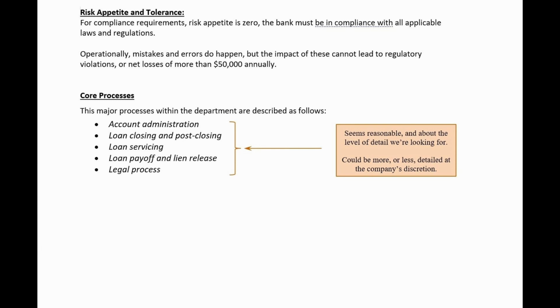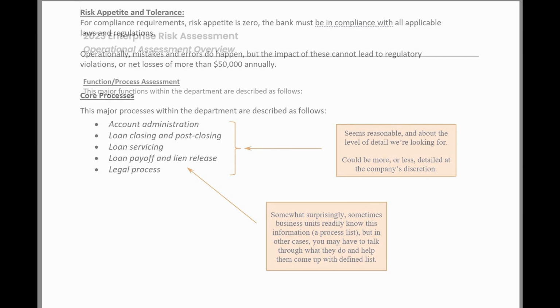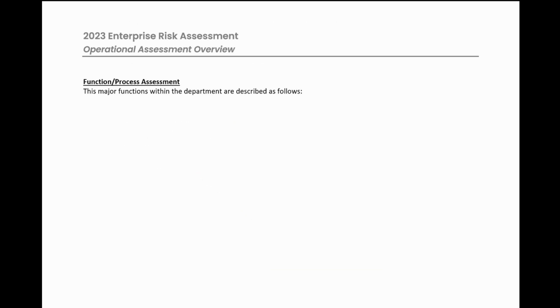There's no absolute right or wrong, but this is generally a pretty good sort of altitude for us to be looking to work at. Now, somewhat surprisingly, sometimes business units just know this information, a process list. In other cases, they might actually have to talk this through because they're not used to articulating what it is that they do. Okay, so once we have that, then we can talk about what are the expected outcomes.